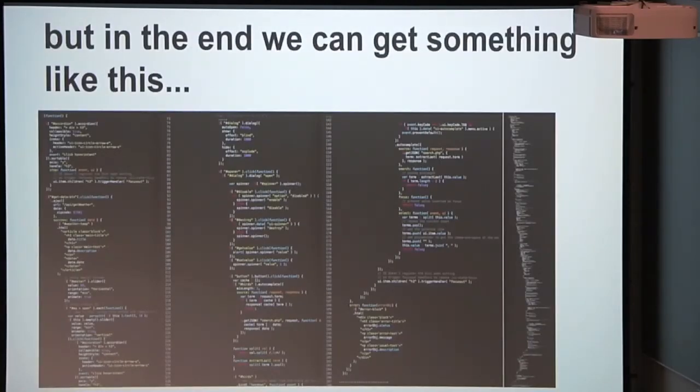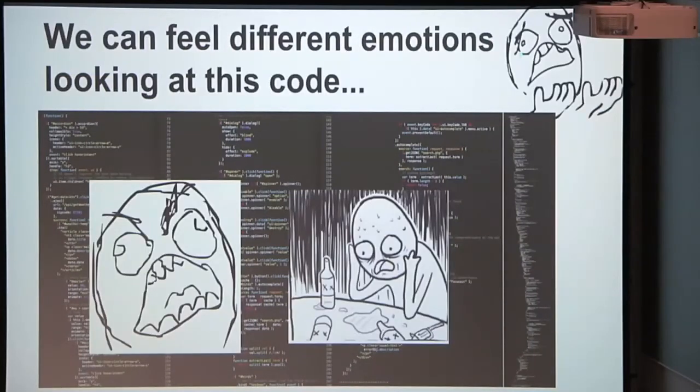But in the end, it can look something like this. So we can feel different emotions looking at this code. Actually, we can feel scared, pain. So we can be angry.